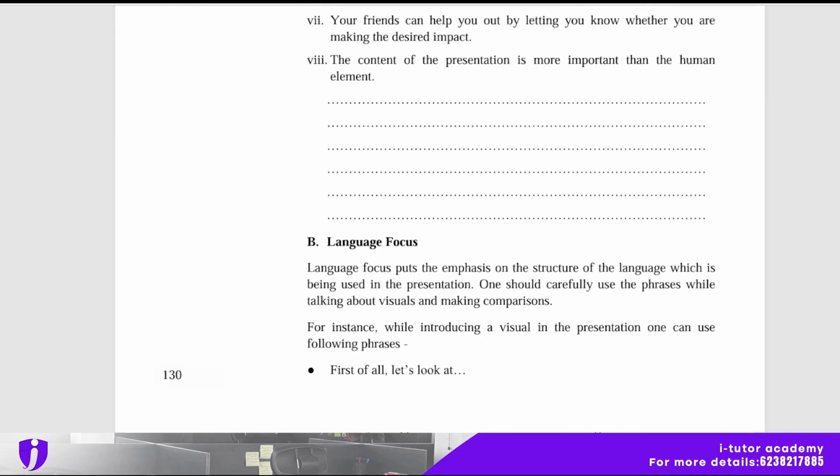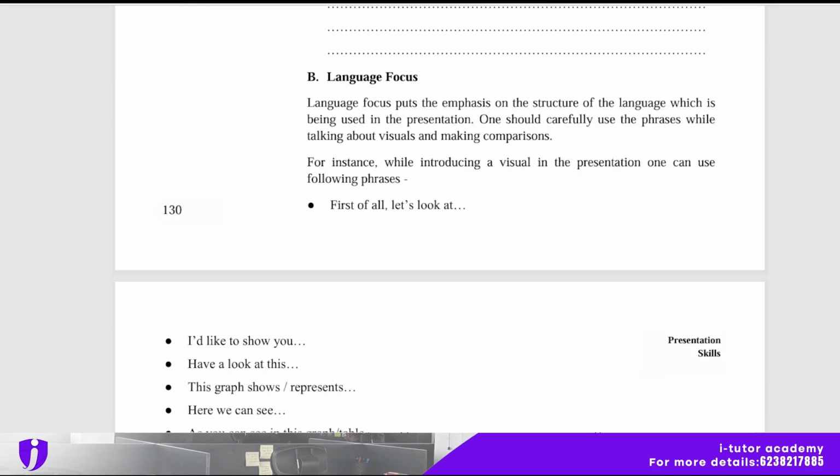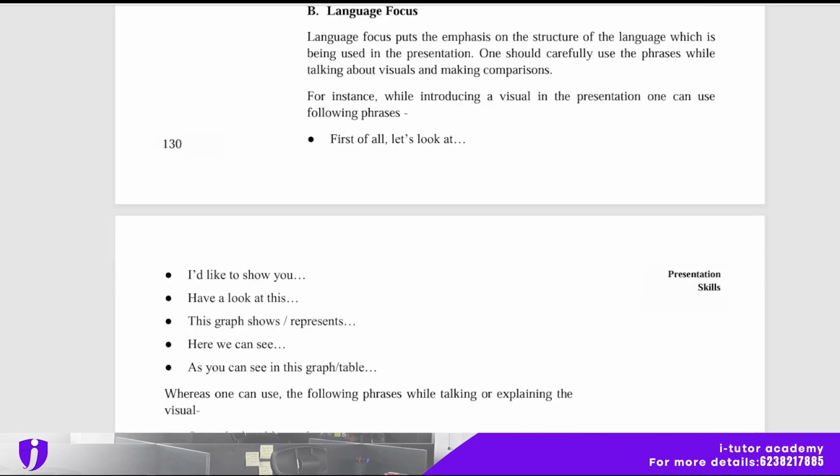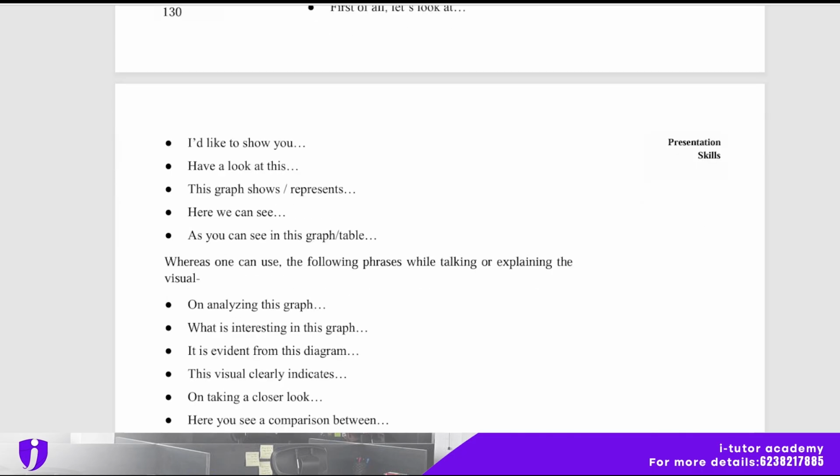And next is language focus. Language is very important. It should be clear and simple. Language focus puts the emphasis on the structure of the language which is being used in the presentation. One should carefully use the phrases while talking about visuals and making comparisons. And one can use the following phrases while explaining the visuals. So these are the words.